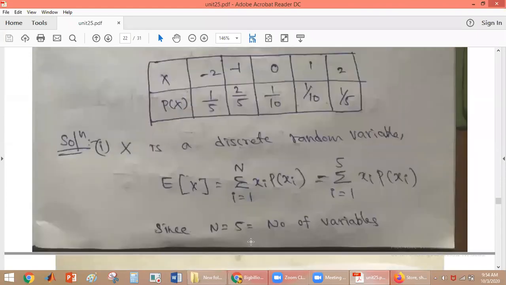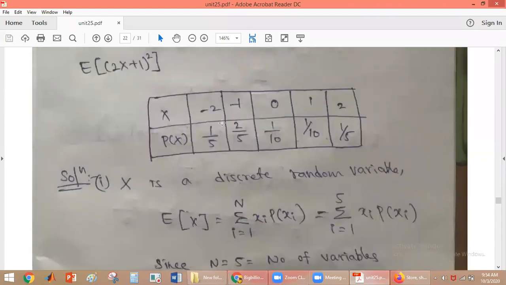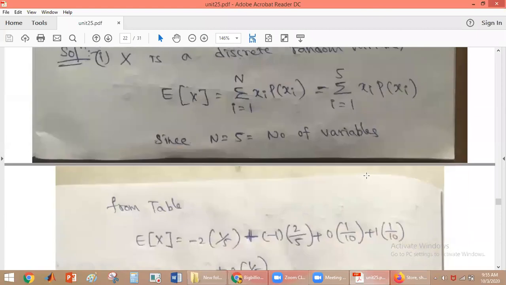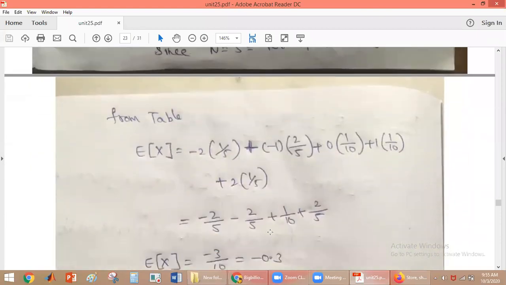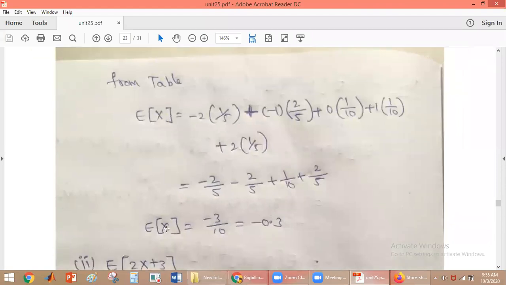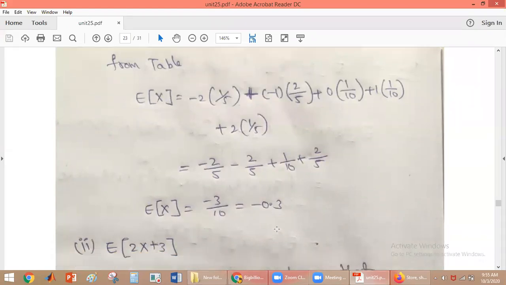Just now we discussed what we get: -2 into 1 by 5, plus -1 into 2 by 5, plus 0 into 1 by 10, plus 1 into 1 by 10, plus 2 into 1 by 5. So the same thing we write here. Now if you simplify this, the expected value of x is equal to -0.3.